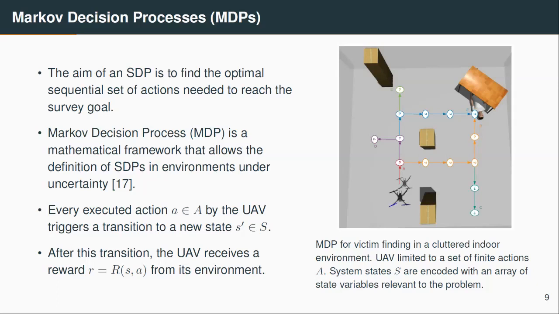Every time the UAV takes an action, there is a change in the state. So every time the UAV takes an action, it triggers a transition to a new state. At the same time, it receives a reward from the environment. So this sequence of actions, states, and rewards can be called a trajectory or a policy. The ultimate goal of an MDP is to find the trajectory that will return the maximum accumulated reward.